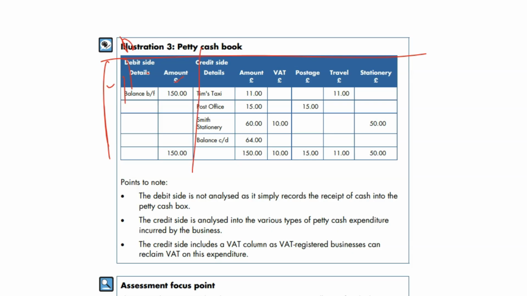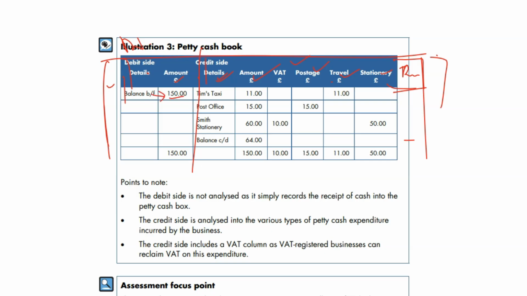This is your debit side. And then on the credit side, there could have been date, detail, amount. Then individual columns, like postage, travel, stationery, and more could be refreshment, tea or coffee, you call it refreshment, or entertainment. So the items are given at the beginning.